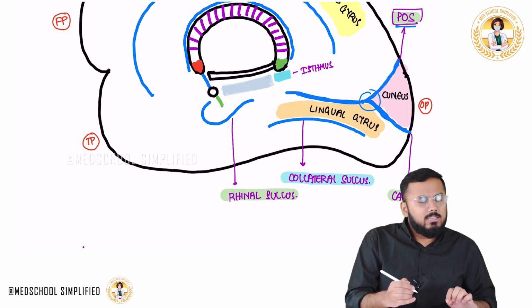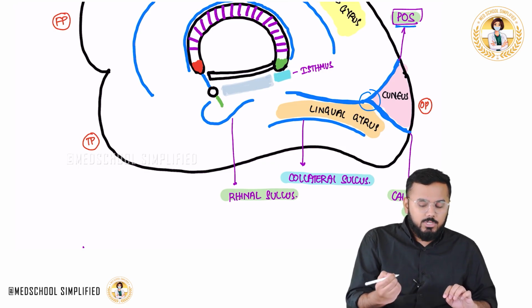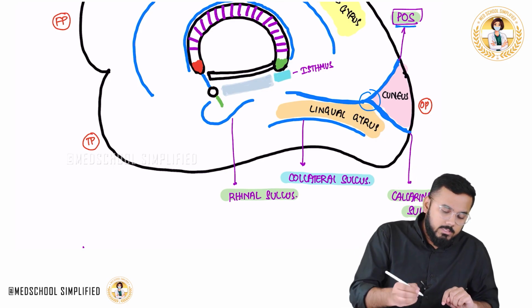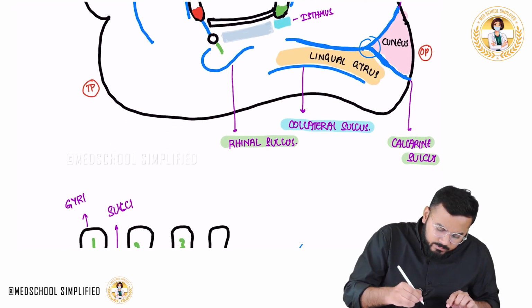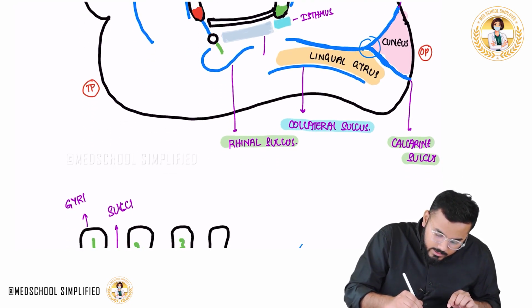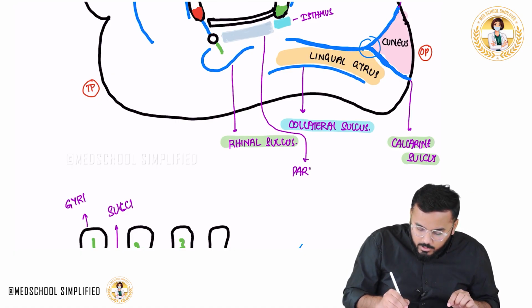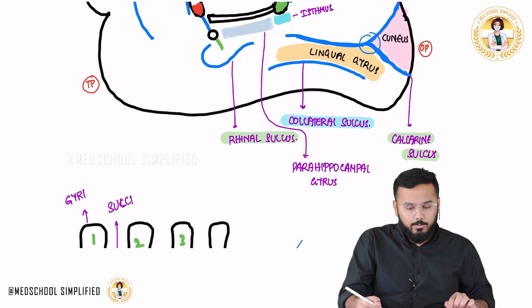And all these gyri, where are they present? They are present beneath the fornix. Yes or no? So this structure is called the parahippocampal gyrus. Let me write this over here: this is called the parahippocampal gyrus.